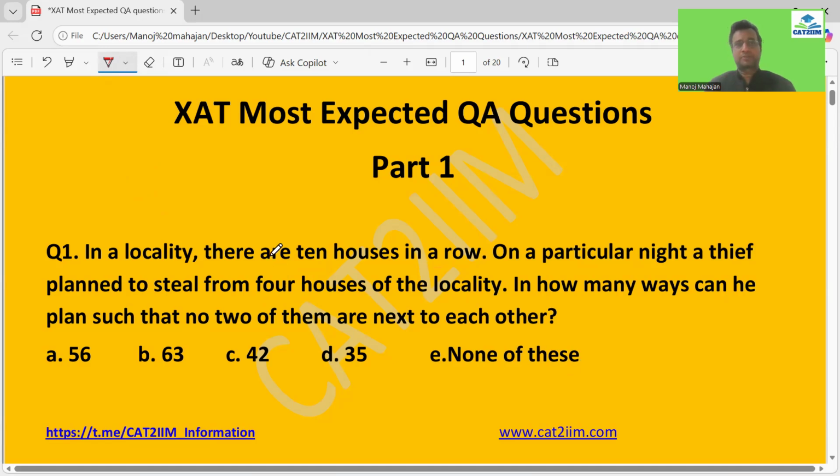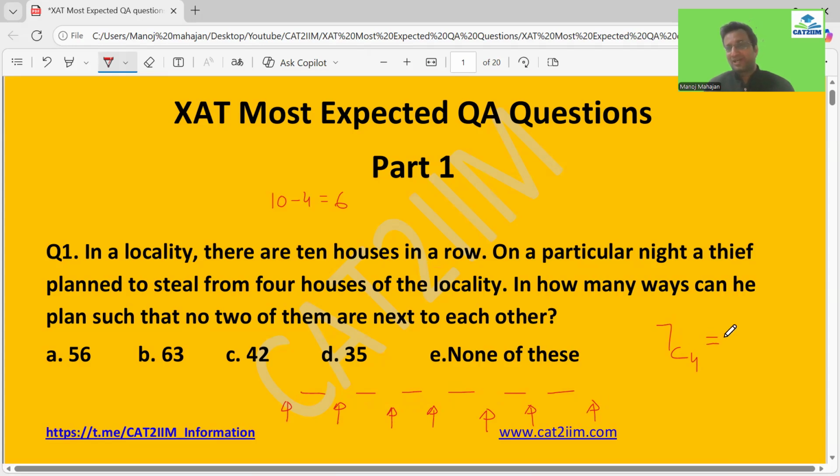So what I'm doing out here is, there are 10 houses and we have to pick up 4. So let's subtract 4 from 10. What do I get is 6. So let's say I'm leaving 6 houses: 1, 2, 3, 4, 5, 6. Now let me count the gaps out here: 1, 2, 3, 4, 5, 6, 7. So we left out 6 houses and the gap was 1 more. So out of these 7 gaps, if I pick up 4 gaps, the problem is actually done.